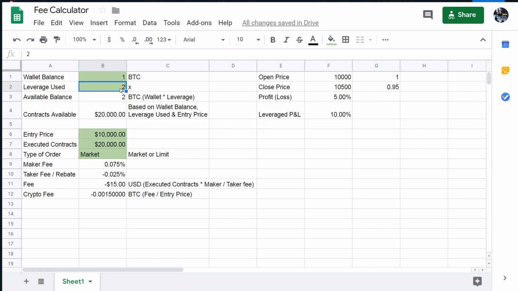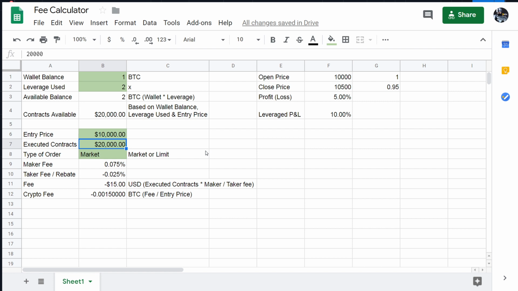And the reason why you see ROE instead of ROI, return on equity versus return on investment, is just because you have $20,000 available to you at 2x leverage doesn't mean you're going to execute $20,000 in your trade. You may only want to put in $500.